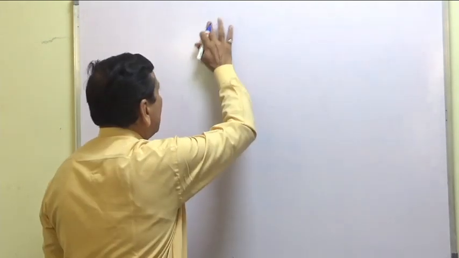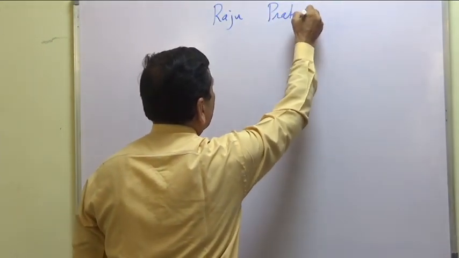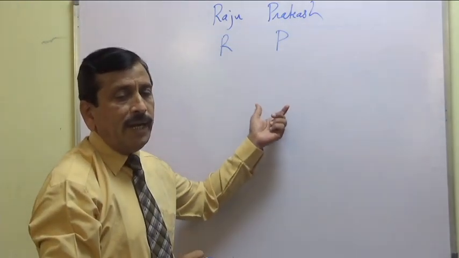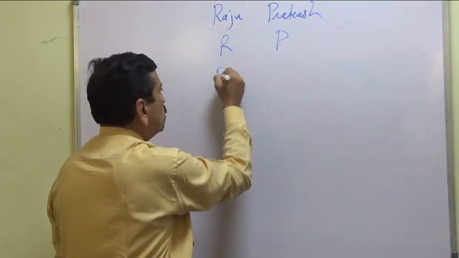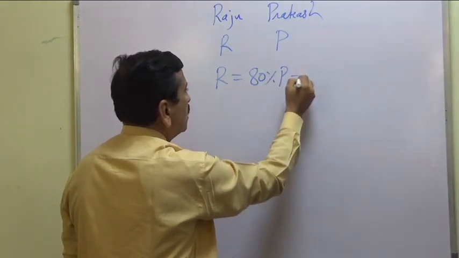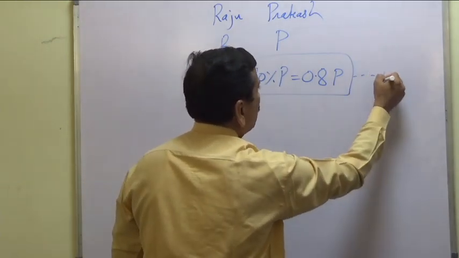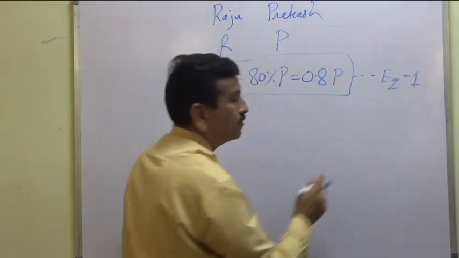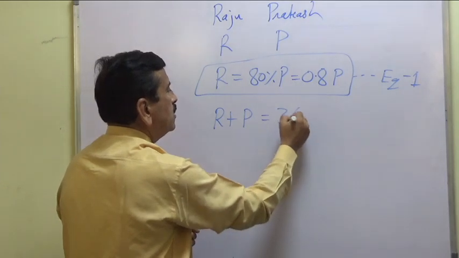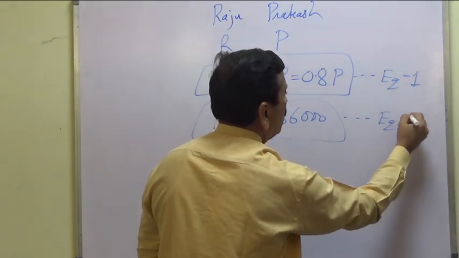Now look here, the salaries of Raju and Prakash. Let the salary be R and let the salary be P. Now Raju is paid 80% of the sum paid to Prakash. So the salary of Raju is equal to 80% of Prakash, which is 0.8 Prakash. Now this becomes equation 1. Further, it is given that the salary of Raju plus the salary of Prakash is equal to 36,000 per month. This has become equation 2.